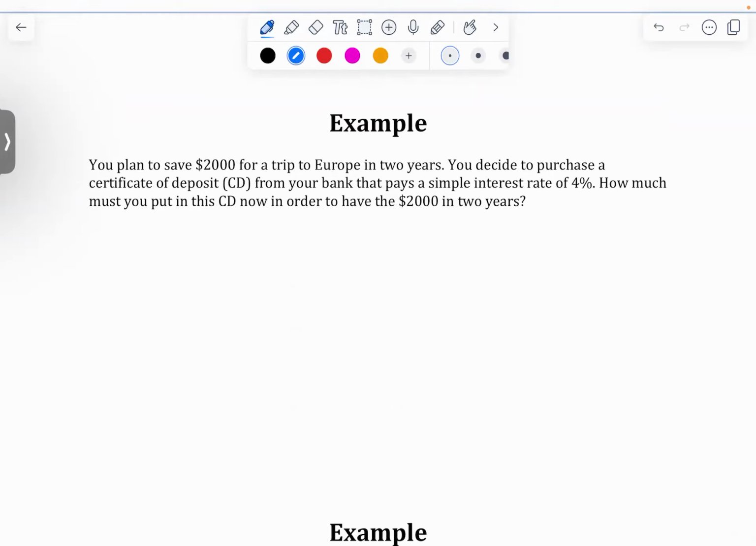You plan to save $2,000 for a trip to Europe in 2 years. You decide to purchase a CD, certificate of deposit, and pay the bank's simple interest with 4%. How much must you put in the CD now in order to have $2,000 in 2 years?